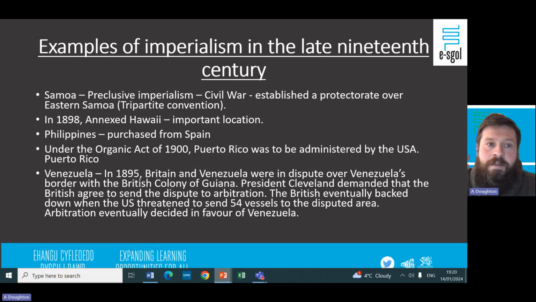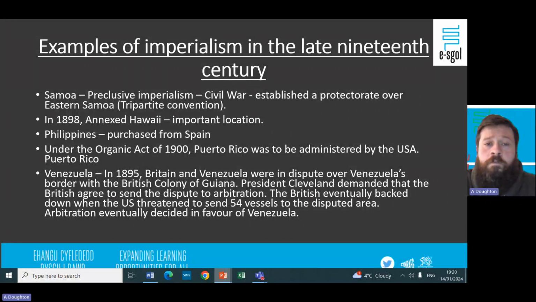In 1898, they annexed Hawaii because it was an important location. It's in the Pacific and it's good for trade with Asia. So that is an example of imperialism. They purchased the Philippines from Spain, and we'll have a look at the Spanish-American War in a second. Puerto Rico would be administered by the US. Now, that is an example of imperialism.